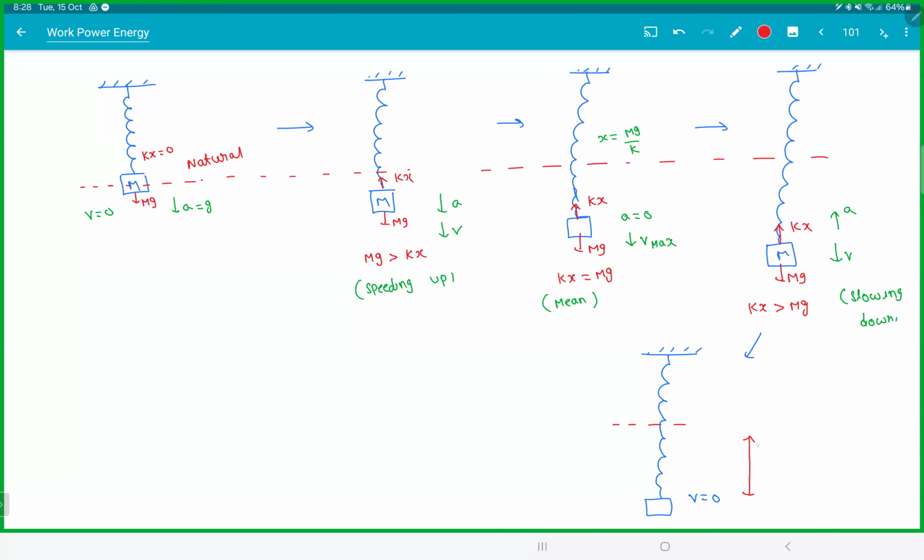This is your maximum elongation. At this point, the spring force is maximum. This is mg. kx is greater than mg. So the spring force is pulling you up. So velocity is 0, but your acceleration is upward. So the block will start going up.